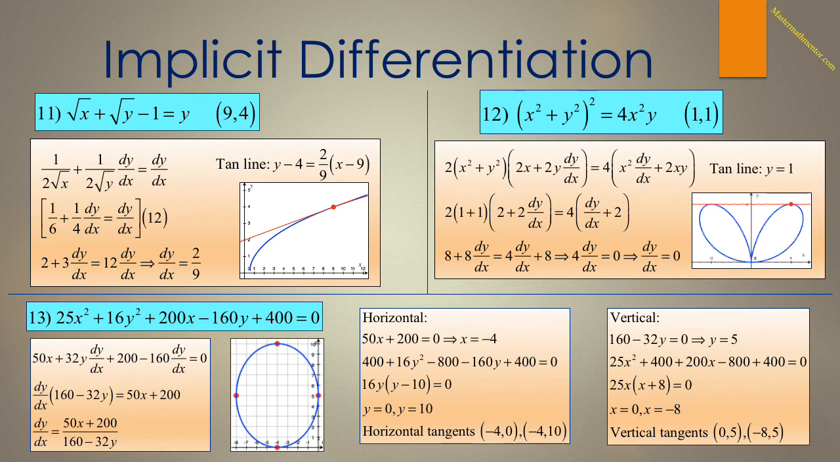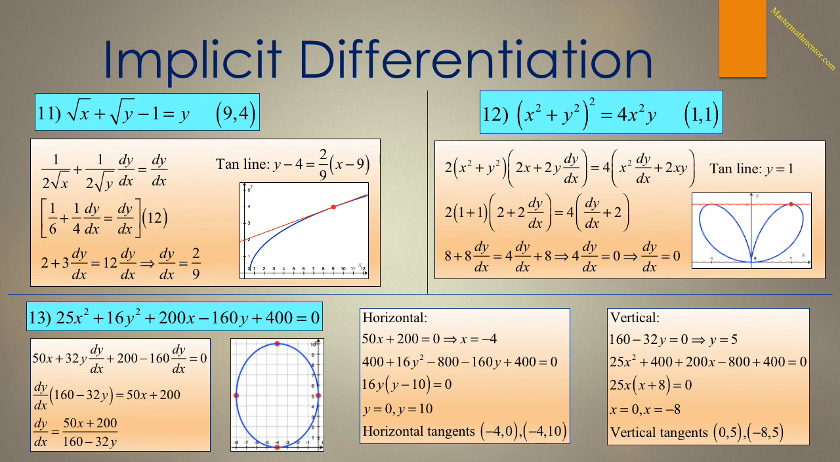To find vertical tangents, we look at the derivative (50x plus 200) over (160 minus 32y). Vertical tangents occur when the derivative is undefined, and that occurs when the denominator of the derivative equals 0. So we set 160 minus 32y equals 0 and get y is equal to 5.